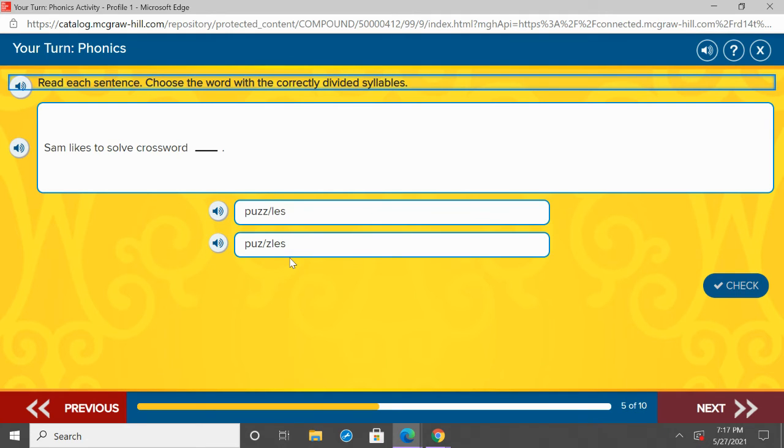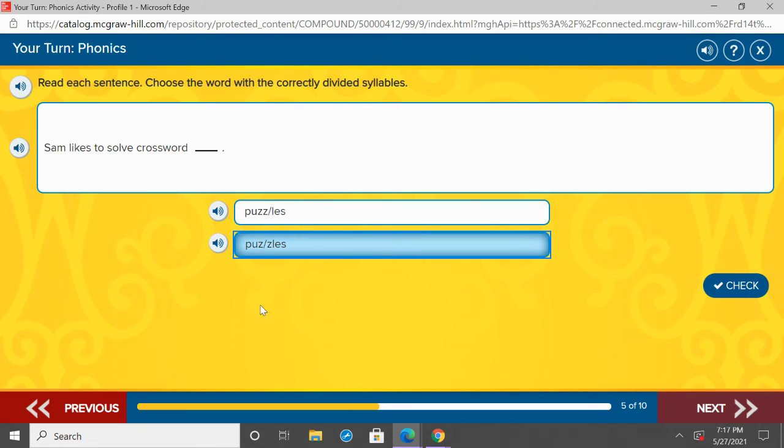Go ahead, hold up a finger for this top one if you think that's what it is, and hold up 2 fingers if you think it's this bottom one. Let me see. So you should have put up 2, puzzles. We need that consonant L-E.